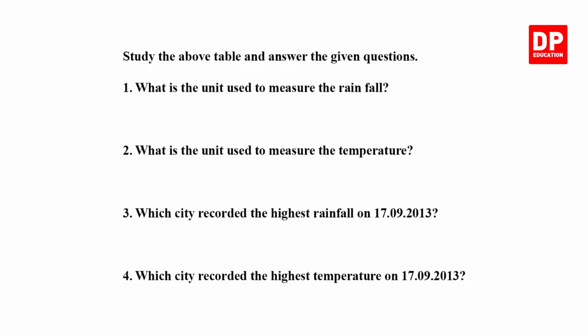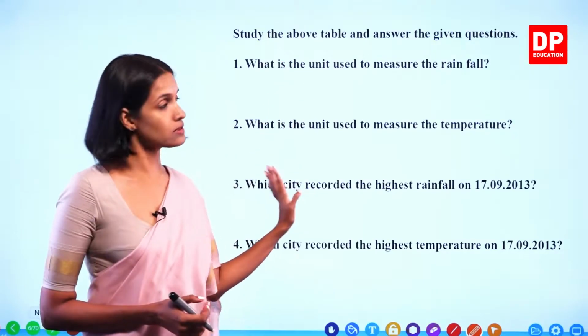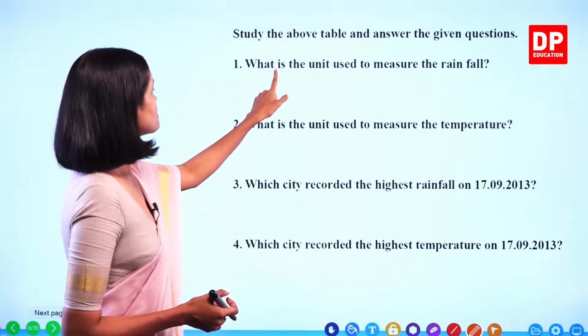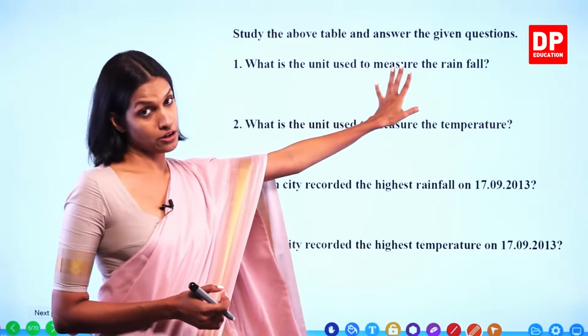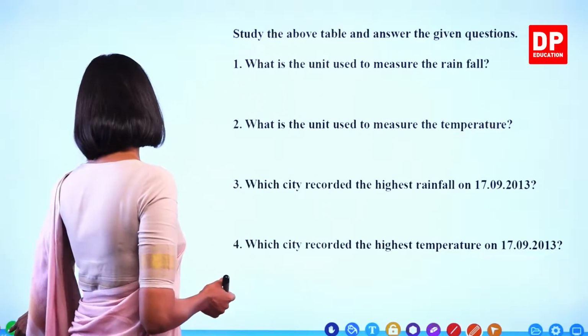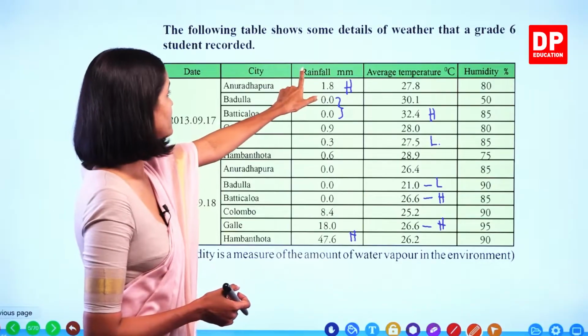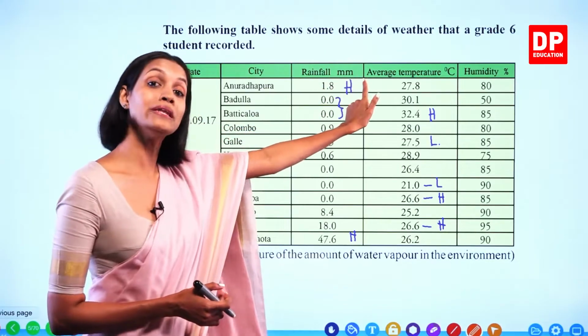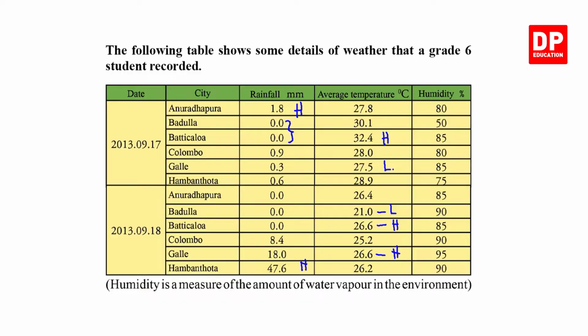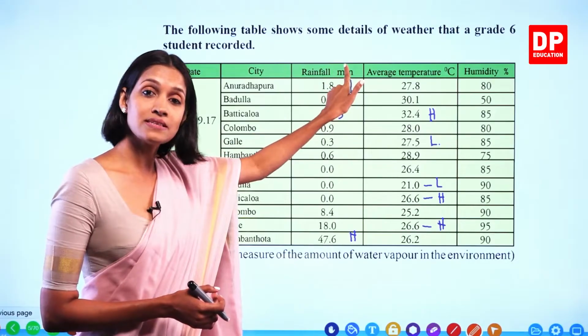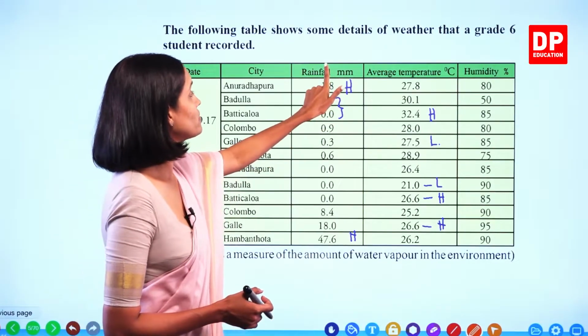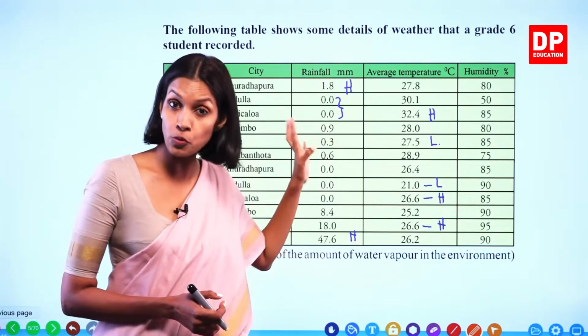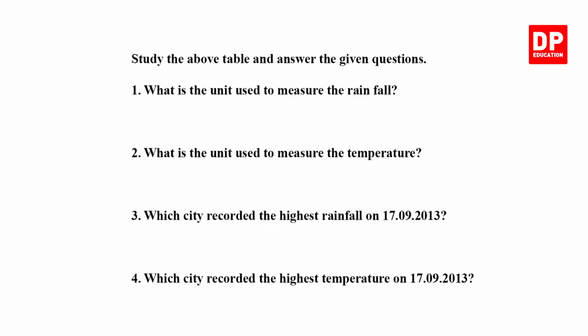We have some questions to answer. Study the above table and answer the questions. What is the unit used to measure the rainfall? Now we discussed this one. What is the unit, children? Now here, next to rainfall, the unit is there, millimeter. Let's write. Now this is the symbol to write millimeter. So when we write the unit, we are going to write it in words. What is the unit? Millimeter.